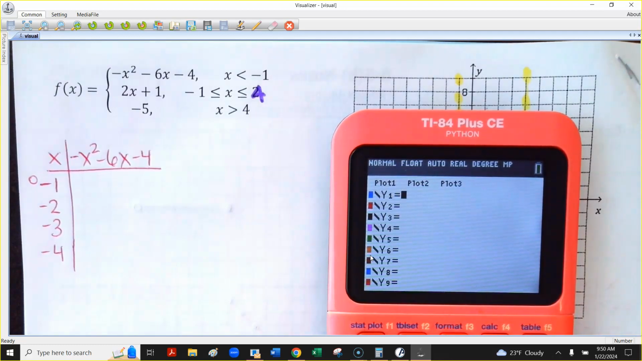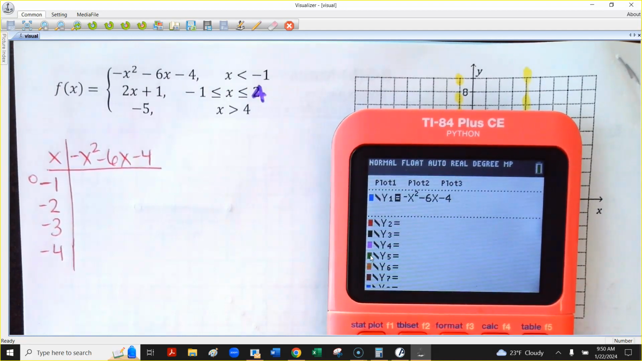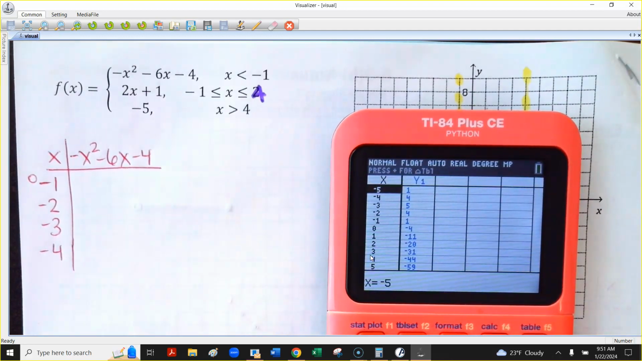Now, when you type the -x squared, you have to use the negative key under the 3. So -x and then the squared button, and then do the subtraction key, -6x, subtraction key, -4. And then once you got it typed into your y equals, just hit second graph, and that'll take you to the table. And you can scroll up and down on these x's.